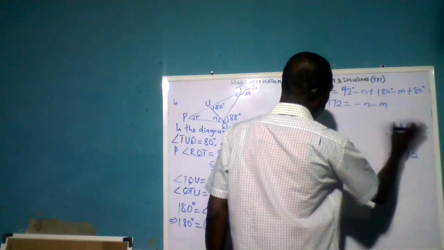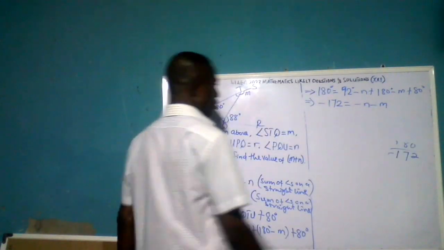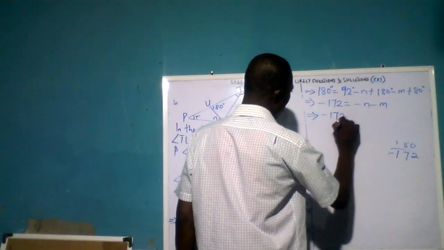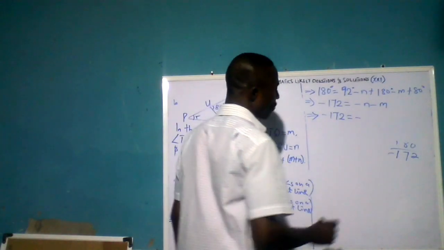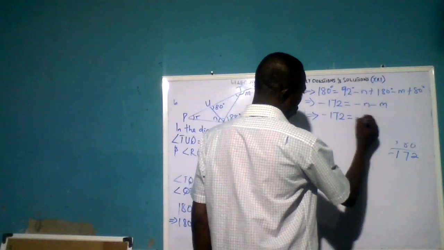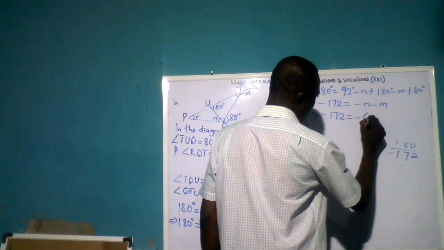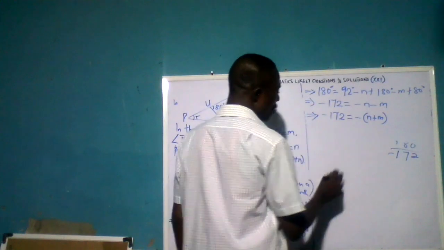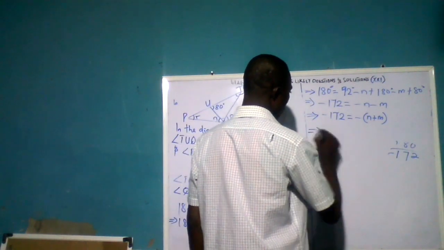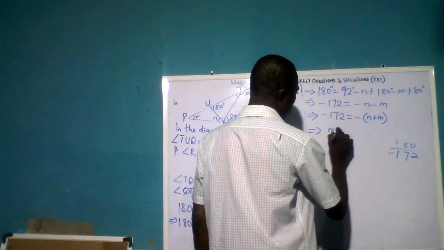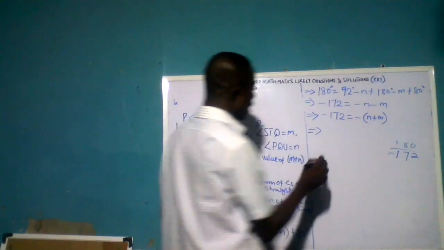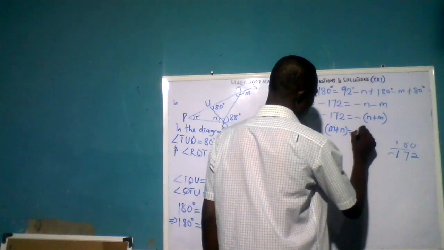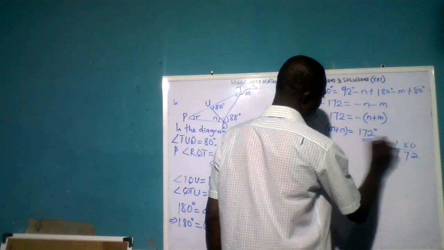Okay, so therefore minus 172 equals, by factoring the negative sign out, minus in brackets n plus m. If you divide both sides by minus 1, you have to find m plus n. So you have m plus n equal to 172 degrees. And that's your final answer.